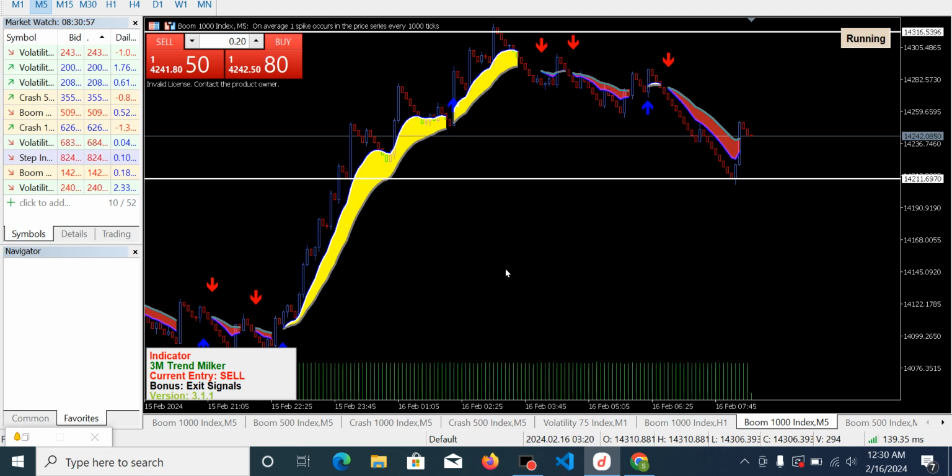So first of all, let's check out the features of the 3M trend milker trading indicator. Then we go back to that of the smart indicator, and we check out some of the features right from there, and we see how we can combine the two together. Now let's go straight into what we have right away. First of all, let me tell you this: both indicators are coded differently using different strategies, in order to achieve the same result, which is to make profit all the time.